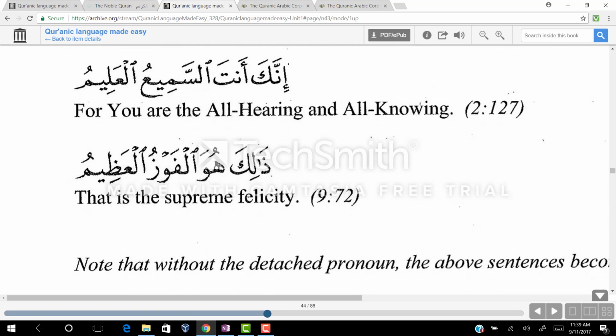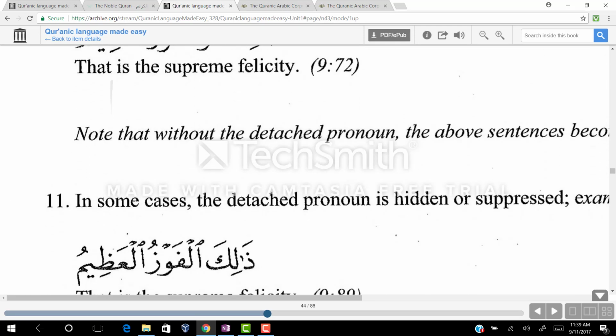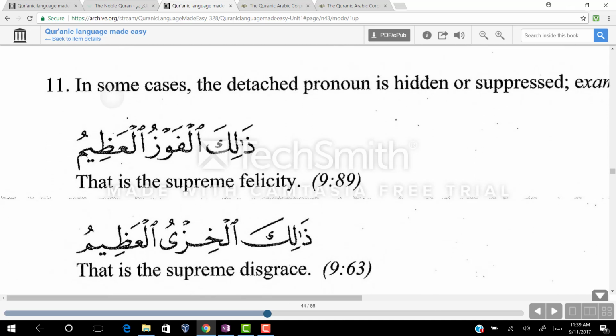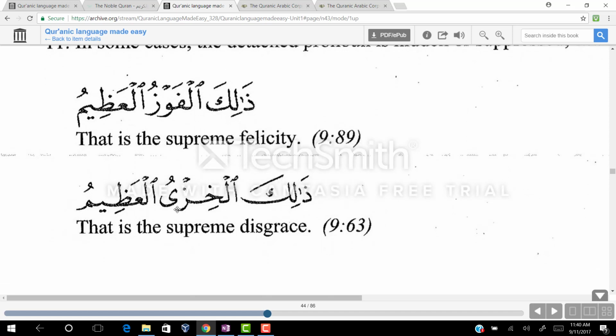Dhalika huwal fawzul azim, in surah number 9. It says dhalika huwal fawzul azim. Right? Again in surah number 9 it mentions dhalikal fawzul azimi. That is the supreme felicity. This also means the same thing, but the detached pronoun is not there. It is hidden here. It is suppressed. Similarly, ذَلِكَ الْخِزْيُ الْعَظِيمِ, that is the supreme disgrace. Again here the huwa is hidden. Huwa is hidden in both of these. That is the supreme disgrace. ذَلِكَ الْخِزْيُ الْعَظِيمُ.